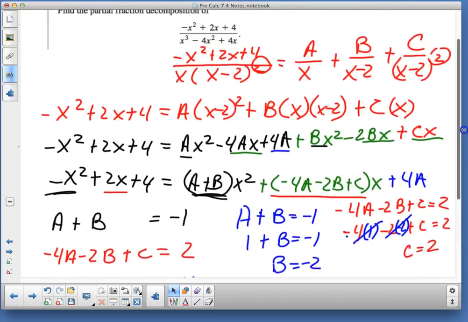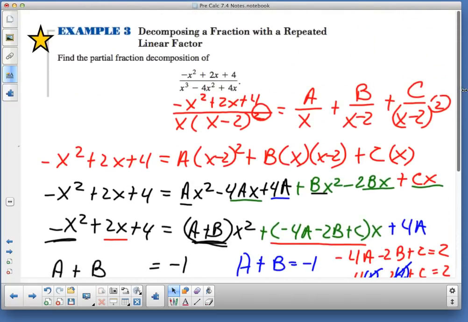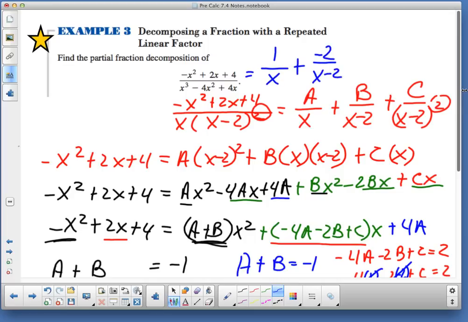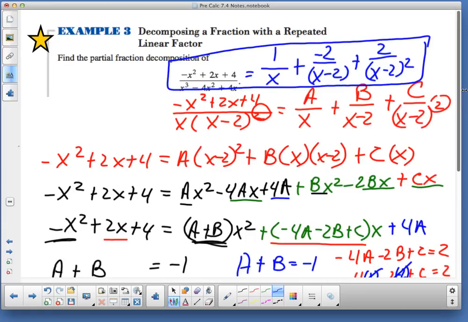Now that A is 1, B is negative 2, C is 2, I've got to house my solution. So it's 1 over x, plus B being negative 2 over x minus 2, plus C being positive 2 over x minus 2 quantity squared. So this is my solution in partial fractions to the original.